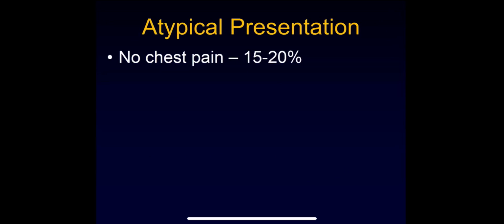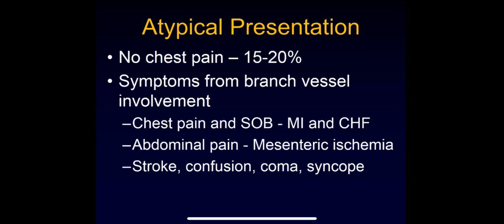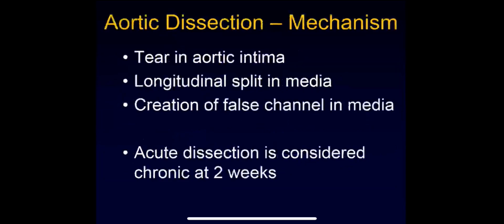And an atypical presentation would include the absence of chest pain, which can be seen in up to 1/5 of patients, and the patients would present with end organ ischemia from branch vessel compromise. So they could present with myocardial infarction and congestive heart failure when the coronaries are involved, or from abdominal pain and mesenteric ischemia when there is mesenteric vessel compromise, and stroke, confusion, coma, and syncope when the head and neck vessels are compromised.